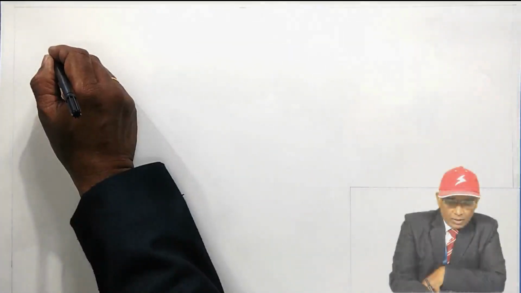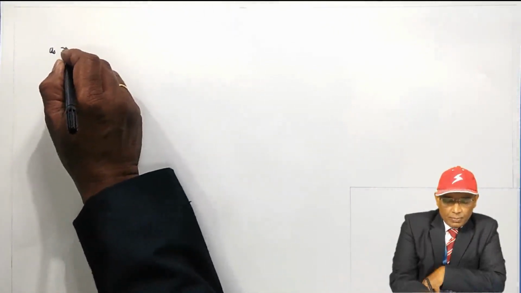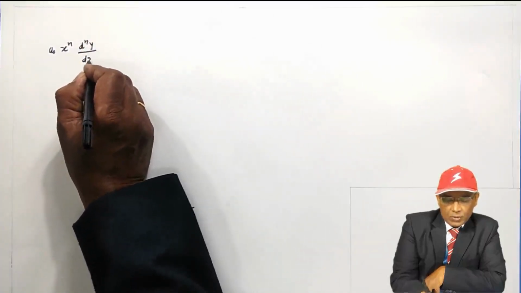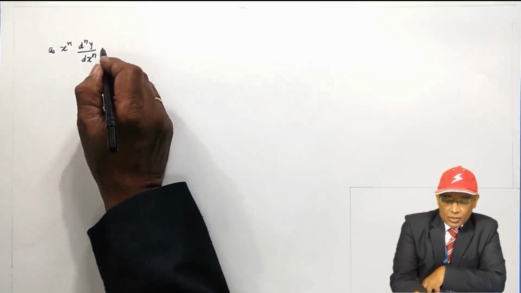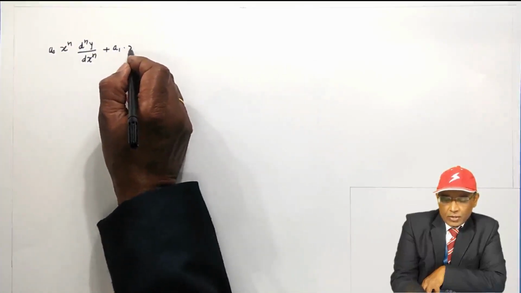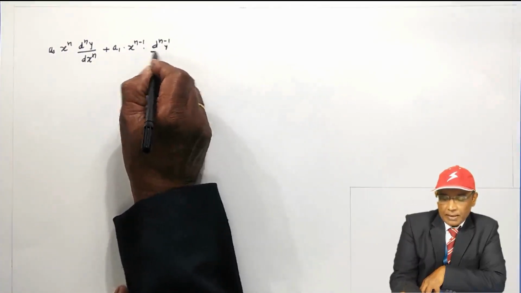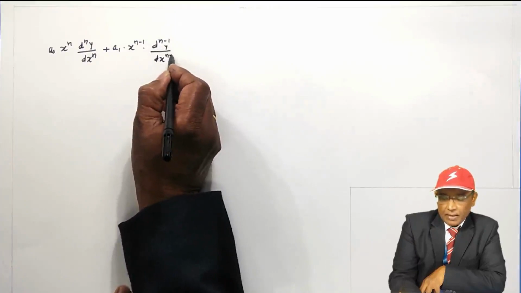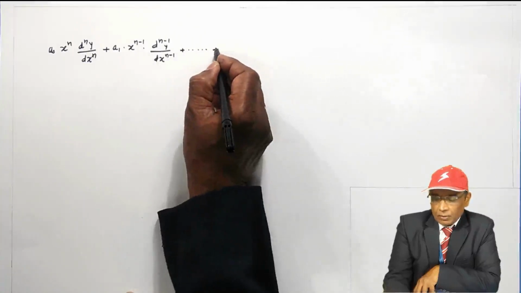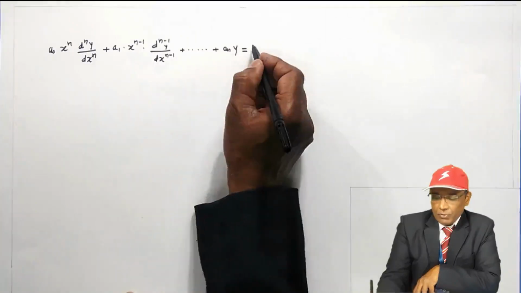I am writing the differential equation. This is constant a0, x to the power n, d^n y by dx^n. What is the meaning of it? Nth derivative of y with respect to x, plus next constant a1, x to the power n minus 1, d^(n-1) y by dx^(n-1), which is the (n minus 1)th derivative of y with respect to x, and so on. An, the last term, into y is equal to a function of x.